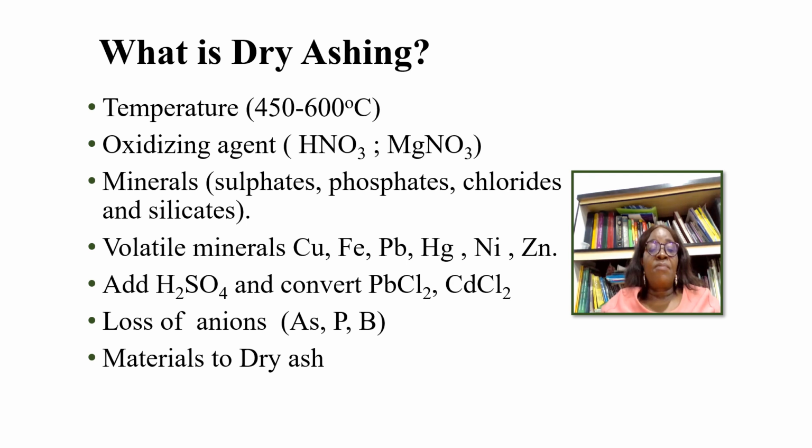And we can also have the loss of anions such as arsenic, phosphorus, boron can be prevented by the addition of alkali metal carbonates. We can add magnesium acetate and alkali earth metal nitrates. Dry ashing can be applied to mineralization of organic materials such as biological tissues, liquid plants and foodstuffs, sludges, etc.